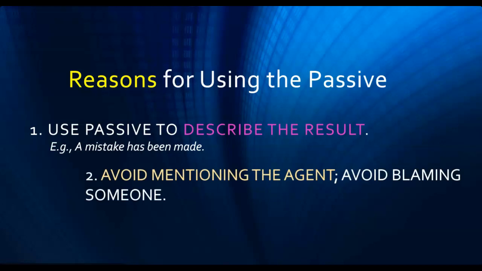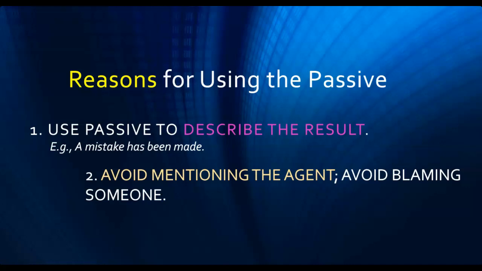The second reason is to conveniently avoid mentioning the agent or the doer from your active sentence. At the same time, we use this voice to avoid blaming someone. In the example above, a mistake has been made.